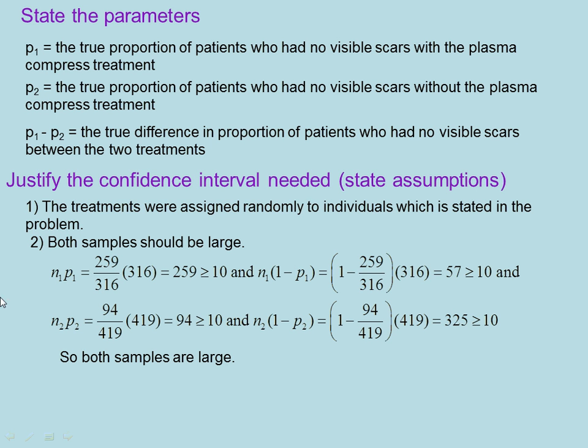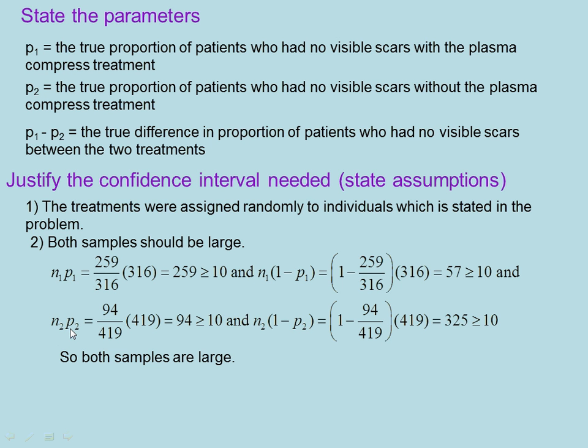So our first one, remember the 259 out of 316? So there's my P times N. That gives us 259, which is definitely greater than 10. And Q, N1 Q1, so there's that 259 divided by 316 again. And again, you're doing the complement of that, and then timesing that by N. That gives us 57. Again, greater than 10. So that's our first true proportion. Now we're going to go through the second one. And again, these are to check to see if our samples are large enough.